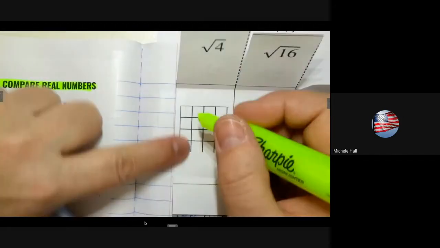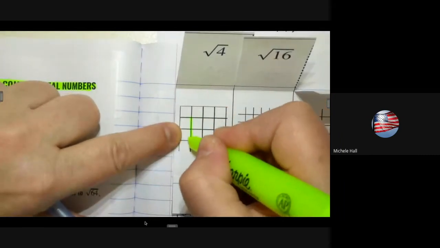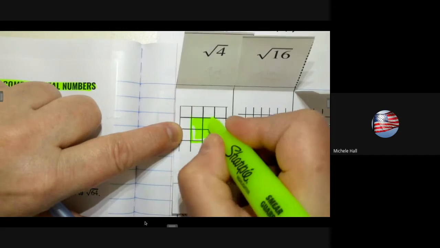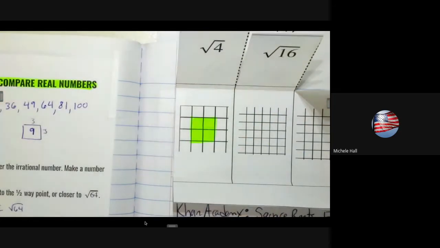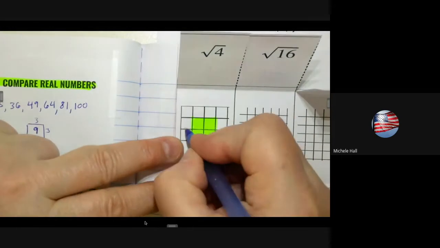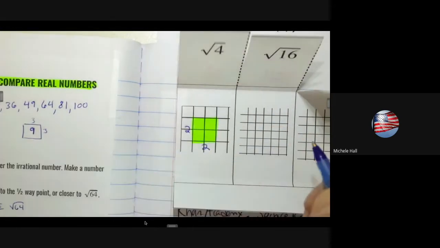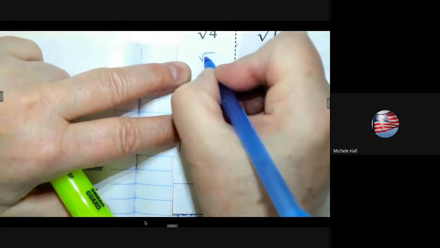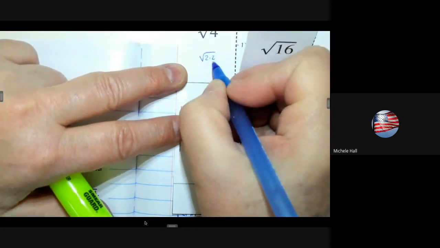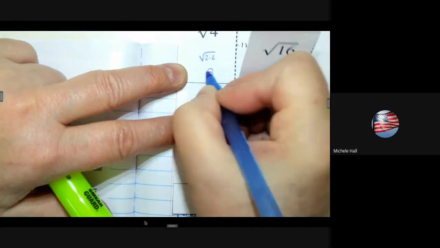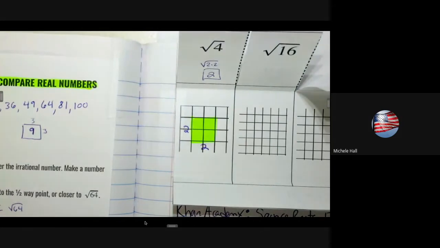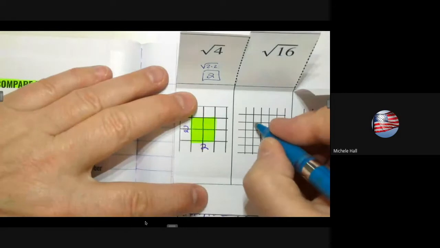The square root of 4 is a 2 by 2. The square root of 4 can be broken up into 2 times 2. The square root of 4 is just 2. The square root of 16 would be a 4 by 4.